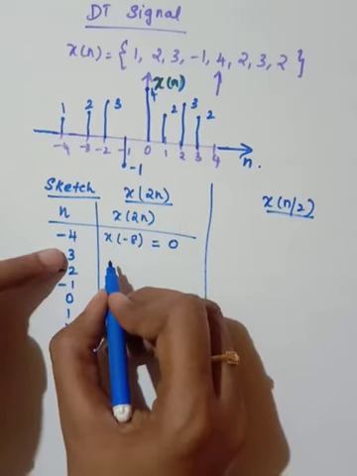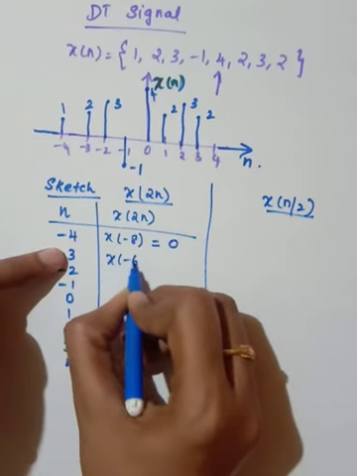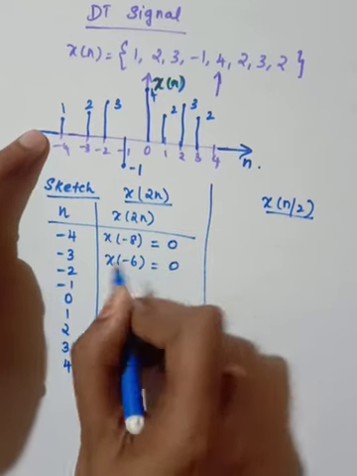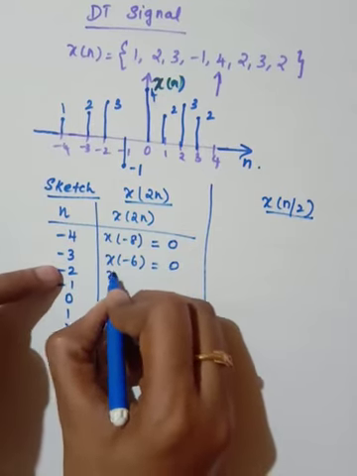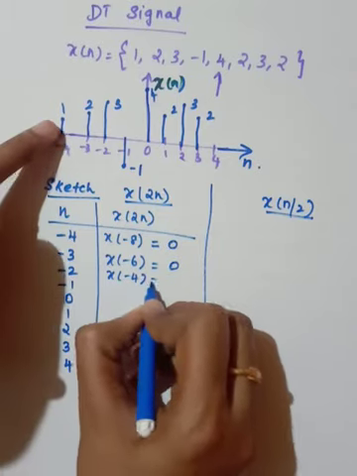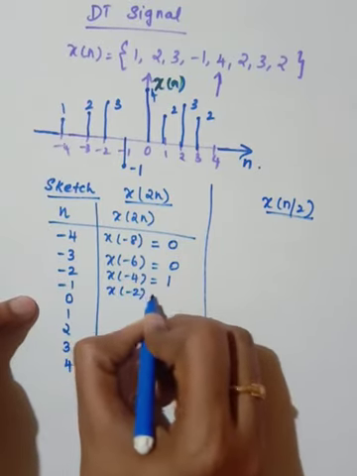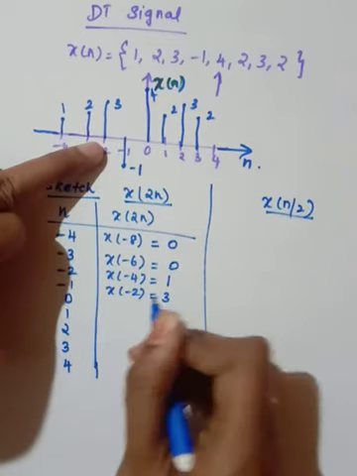Okay, now consider minus 3. You will get x of minus 6. There is no minus 6 in this range, so it is 0. Similarly, we have to compute for x of minus 4. The x of minus 4 value is 1. Here, x of minus 2 value is 3.